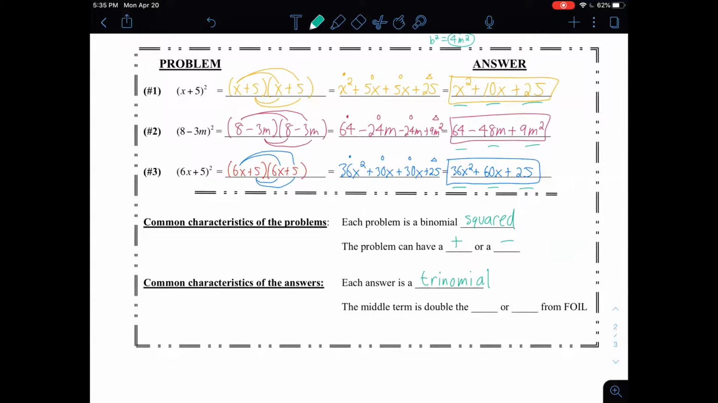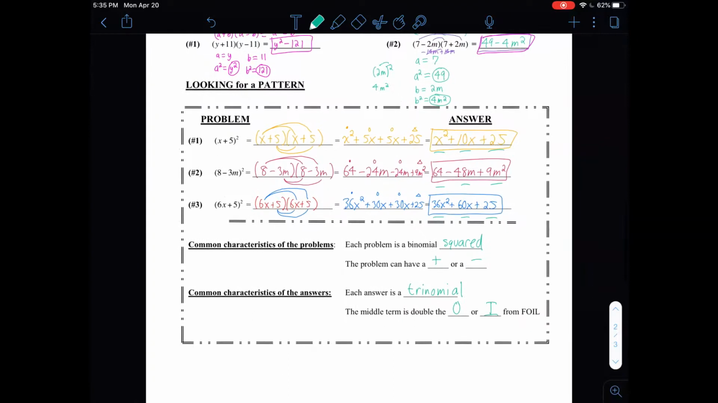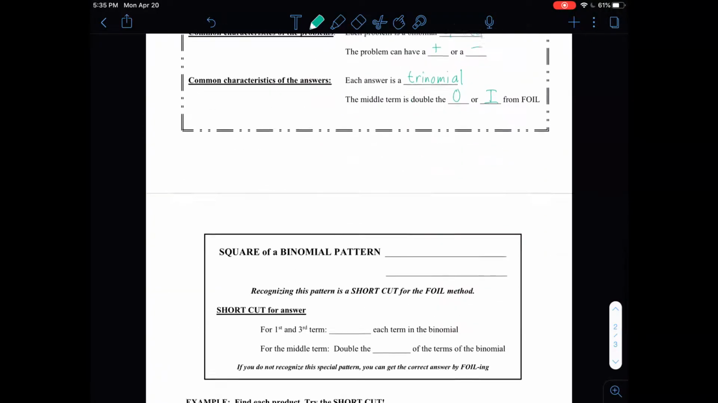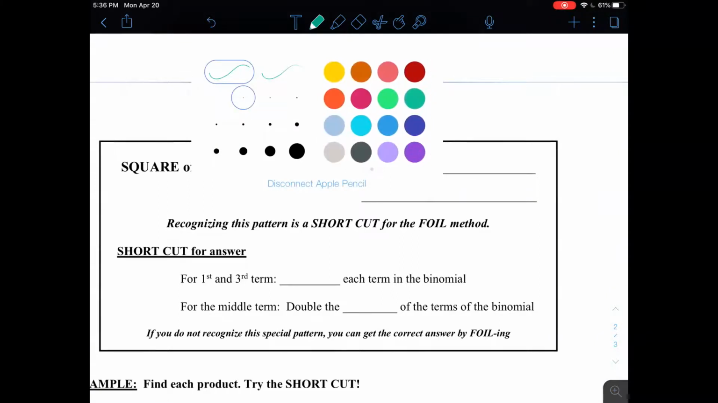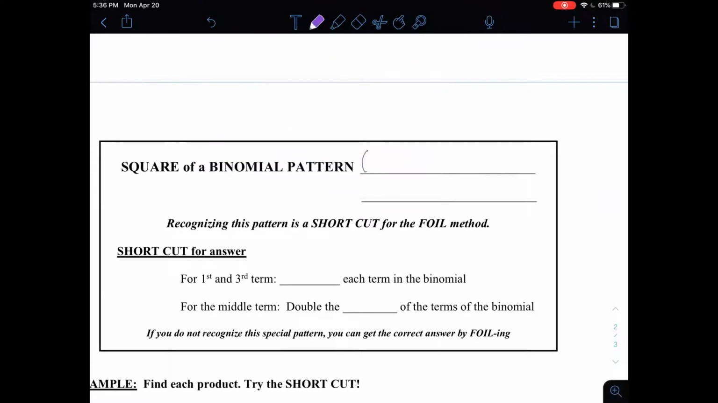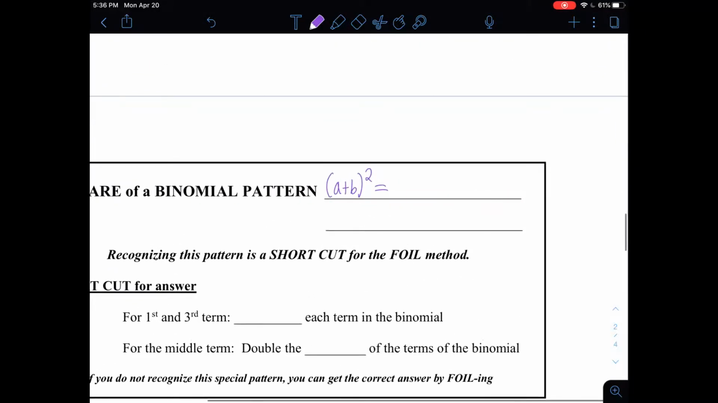And the middle term, you're going to actually double the O and the I from FOIL. Okay? So, the square of a binomial pattern: if we have a plus b all squared, the shortcut is going to be a squared plus double ab plus b squared. And same thing with a minus b all squared: a squared minus double ab plus b squared.